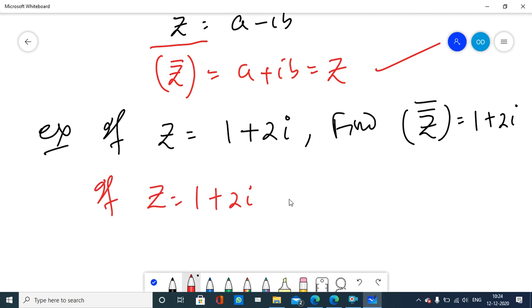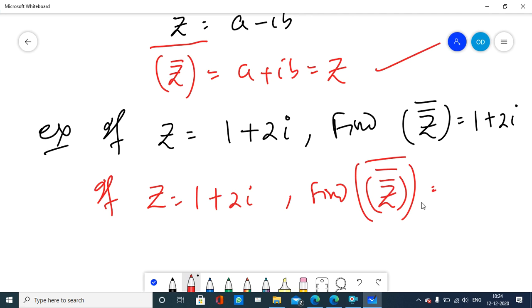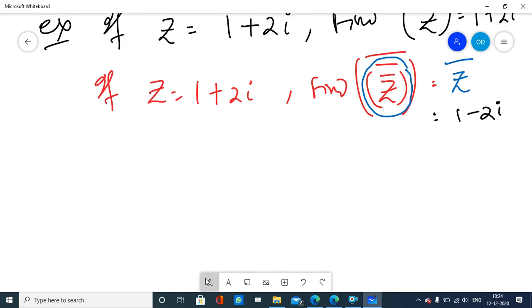Now suppose z is equal to 1 plus 2i, and I want you to find the conjugate of conjugate of conjugate of z, three times conjugate. Now think on it. Well, the conjugate of conjugate of z is z itself, right? Now there is another conjugate on top of it. You get my point so far? And if z is 1 plus 2i, what is the conjugate? Isn't it 1 minus 2i? Get my point?